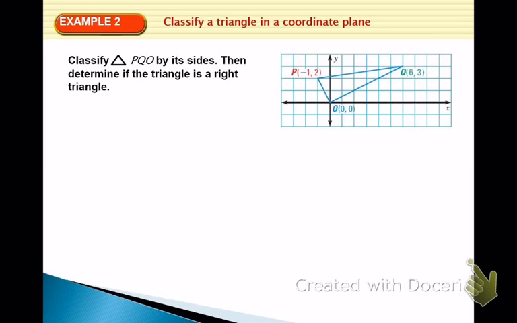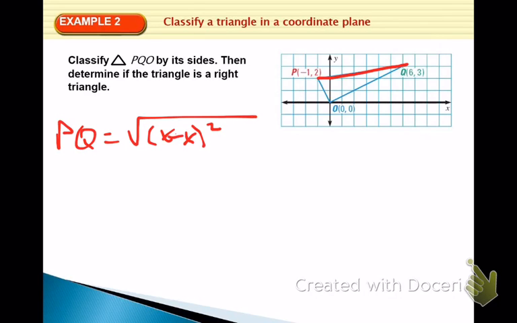So in other words, I'd have to go find the length of this side, and then the length of this side, and then the length of this side. You have to remember, how do you find the length of a side? A side is a segment. How do you find the length of a segment if it's in the coordinate plane? The length of a segment is the same thing as the distance from, say, point P to point Q. So if I want to find the length of PQ, I have to find the distance from point P to point Q, which means I have to use the distance formula. The distance formula is: subtract the x's and square them, subtract the y's and square them, and then square root them.